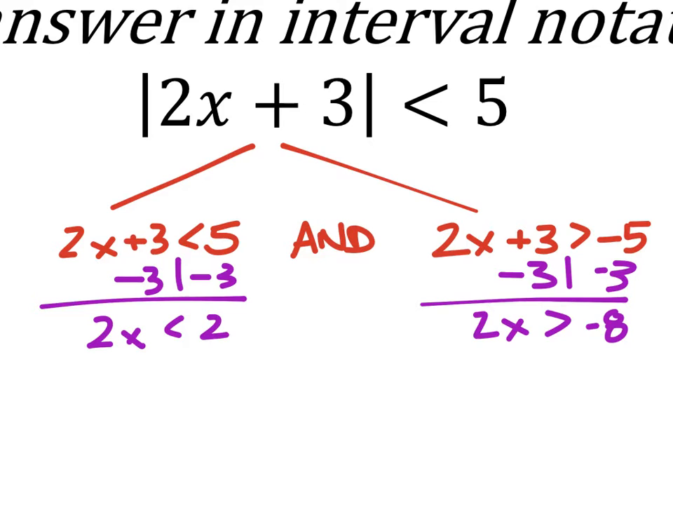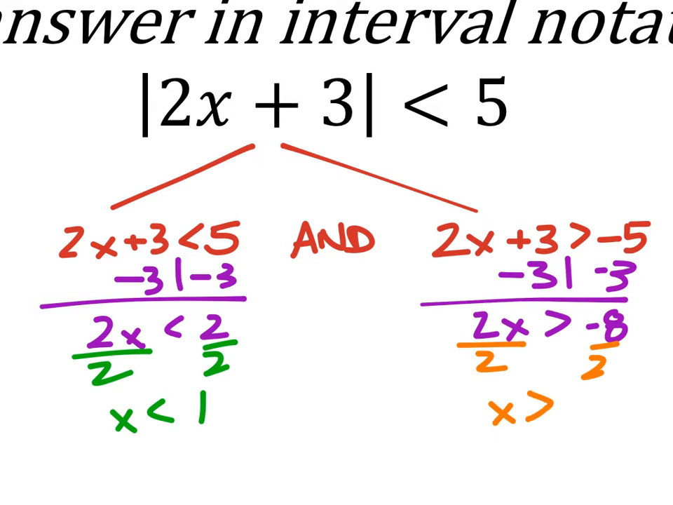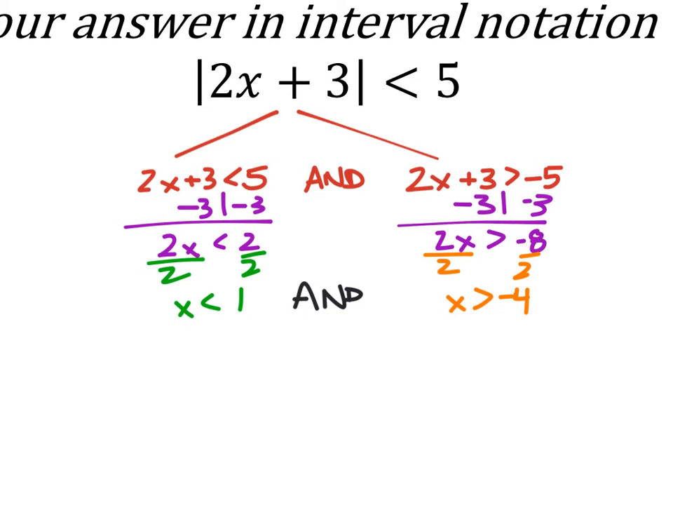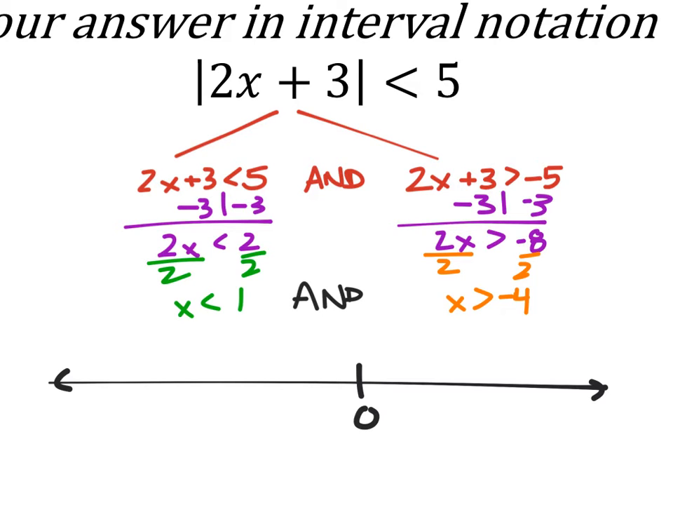And then finally, just to finish these off, we'll divide both sides by 2. So over here we get x is less than 1, and then over here divide by 2, x is greater than -4. And yeah, we need to remember that it's an and statement so that when we graph it, we don't get it confused, because if it were an or statement on this one, we would find that it would be an infinite solutions type.